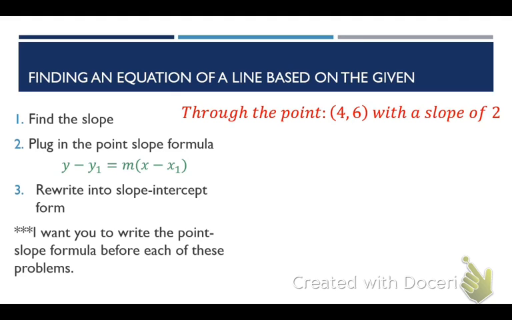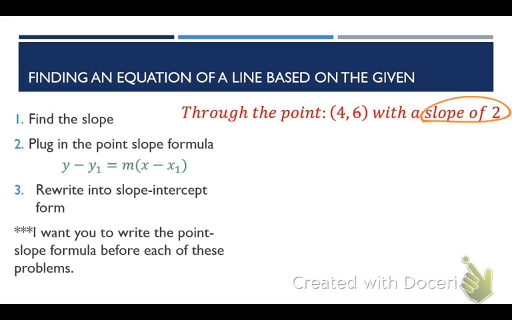All right, so let's do our first example. We got through the point (4, 6) with a slope of 2. So in regards to finding the slope, do we have to do much work for that? No, why? It says the slope is 2. Did we find it? Yep, it's right there.